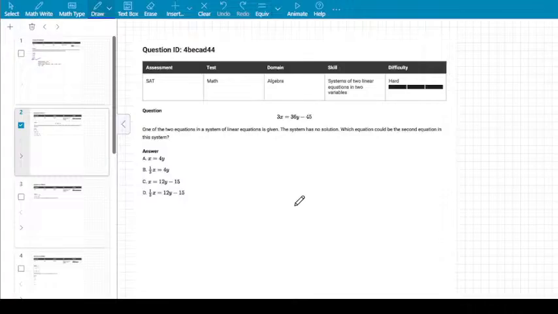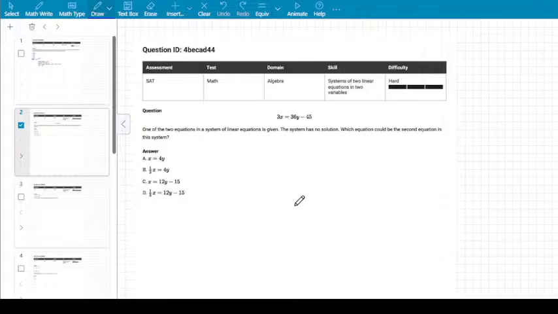So this is a question on a system of two linear equations in two variables, and the difficulty level is hard. The question is that 3x is equal to 36y minus 45. This is an equation given in two variables, one of the two equations in a system of linear equations. The system has no solution, so which equation could be the second equation in the system?